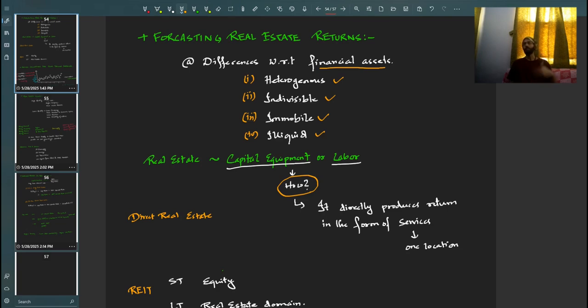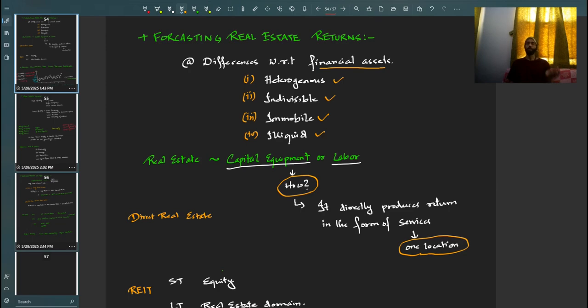Now, real estate can be rented out. It can be through subscription models, daily models, monthly models, yearly models, lifetime models. Any which way, it can be rented out in many ways. And that renting of services is confined to one single location.